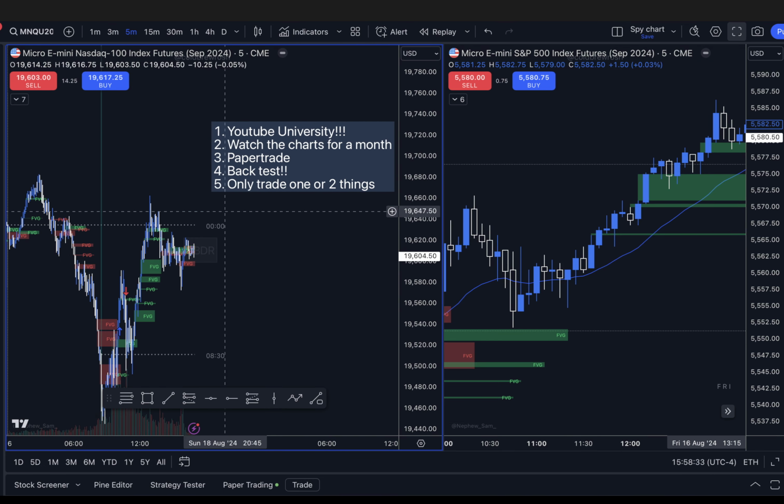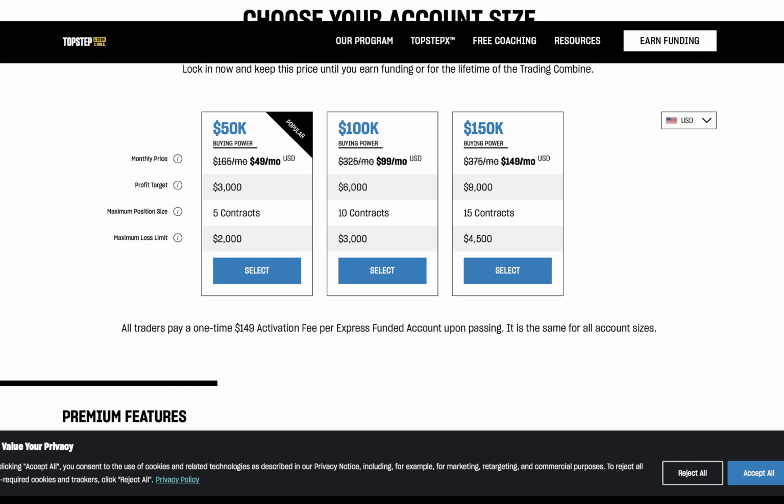So I have the 50K account, so it's $50 a month. I started with the 150, and I was close, and I kept not doing it. And so I was like, the 50Ks are easiest. You only need to make 3, and you can lose up to 2. So it's like a 1.5 you have to make versus, you can only lose half of what you need to make on the other ones. The risk reward is better on the 50K.